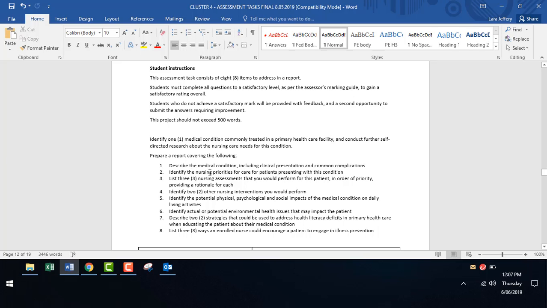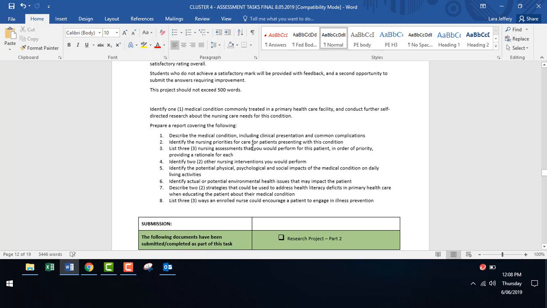Remember in AT5 we looked at stages of the lifespan and got you to consider what primary health services they may present to. So there were infants, children, adolescents, adults and elderly. You may pick one of those lifespans and pick a medical condition commonly treated in primary health care, and conduct further self-directed research.